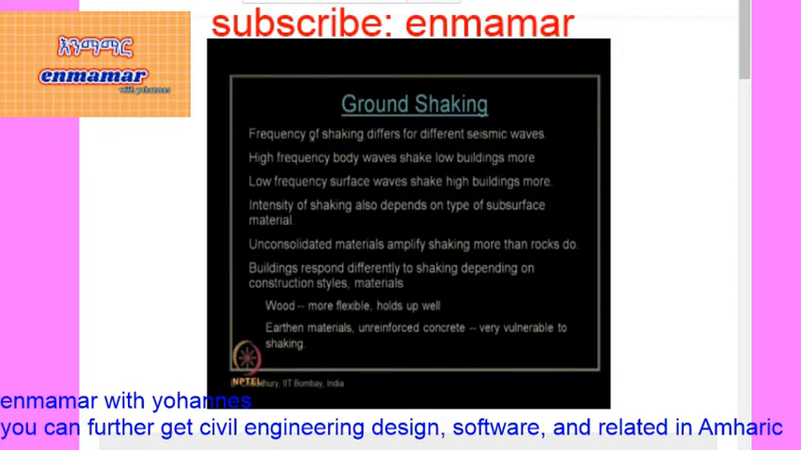So the frequency of shaking differs for different seismic waves, and typically it has been found that high frequency body waves, which are waves that go through a body or media, body in the sense of the soil or rock media much below the ground surface, not close to the free surface or ground surface, so those are body waves like the primary wave and secondary wave, they shake the low buildings more, that is low rise buildings, or shorter buildings like single story or one story buildings.